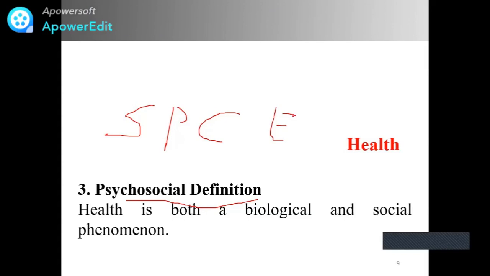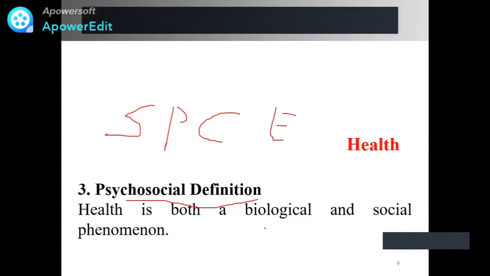Therefore, these factors must be taken into consideration in defining and measuring health. Then health is both a biological and social phenomenon. Not only the biological one, it is biological plus social factors.